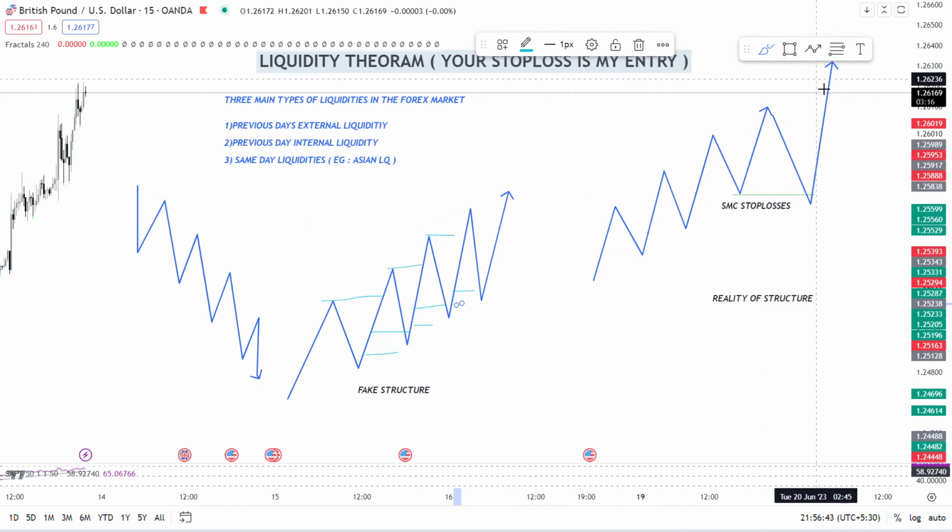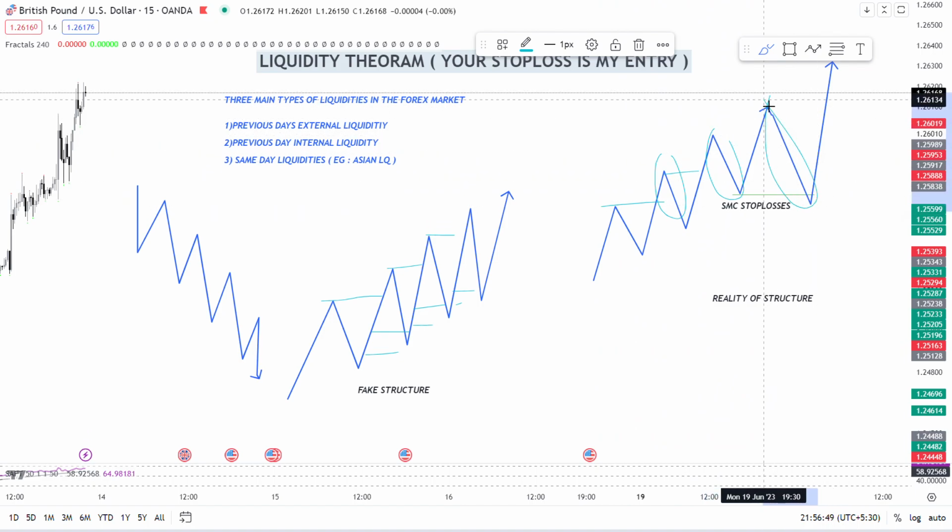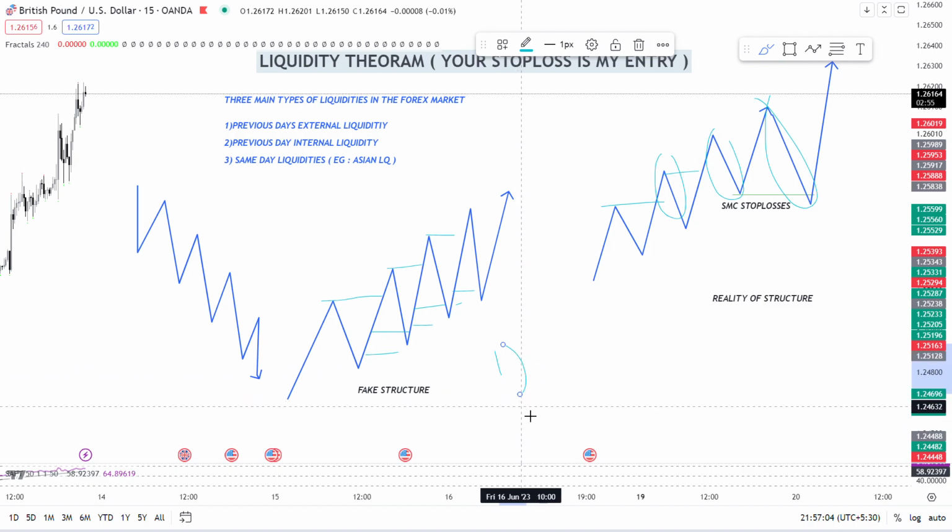Liquidity grab, impulsive move, liquidity grab, pullback, liquidity grab, pullback. In this context, liquidity is the fuel for price. If no liquidity is taken, there is no movement, because liquidity is where the orders are resting. There are mainly two types of liquidity: retailers' liquidity and smart money people's liquidity.